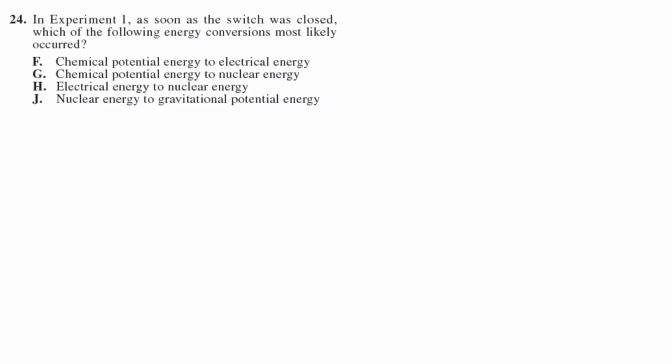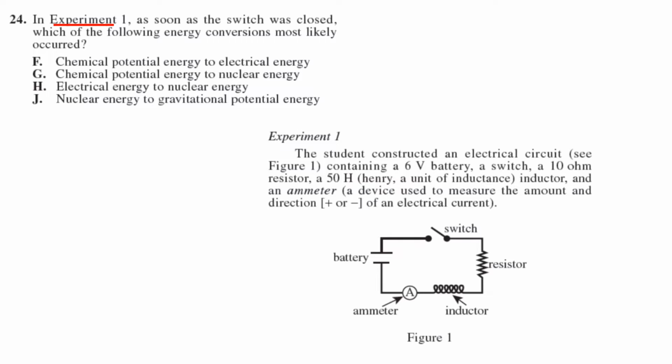Number 24, in experiment 1, as soon as the switch was closed. So we have the switch right here when it's closed, right? Which of the following energy conversions most likely occurred? So it's a bit of knowledge here. There's 1 to 4 knowledge questions on every test. And you can look at the answer choices and quickly eliminate nuclear energy. It's not nuclear. It's also not gravitational potential energy, but we already eliminated it because of nuclear. So the answer has to be F. Even just process of elimination gets rid of a nuclear. So a pretty easy question in that sense, I think.